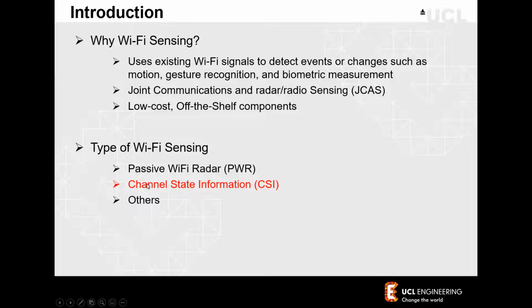Another one is called channel state information. This is a more communication-oriented way of sensing. The CSI is generated from the pilot signal of the Wi-Fi signal. Then using this data, we can do all those Wi-Fi sensing tasks as well. There are also some other works for Wi-Fi sensing, including MIMO Wi-Fi radars, things like this, but those are currently not our focus. So here, I will mainly focus on this CSI-based Wi-Fi sensing.